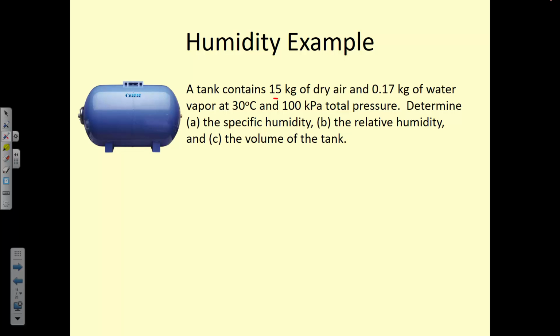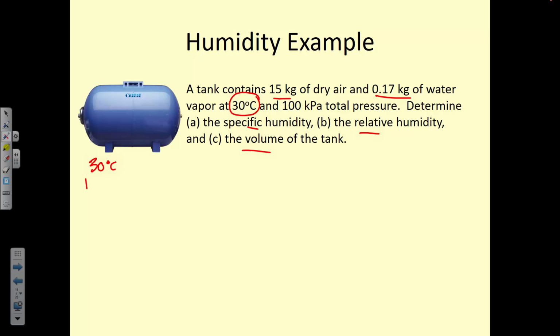Okay, so we have a tank that has 15 kilograms of dry air and 0.17 kilograms of water vapor at 30 Celsius and 100 kilopascals total pressure. Determine the specific humidity, the relative humidity, and the volume of the tank. Okay, so the first thing we need to do is go to our table, and we want to look at 30 degrees Celsius and get a couple of values there.